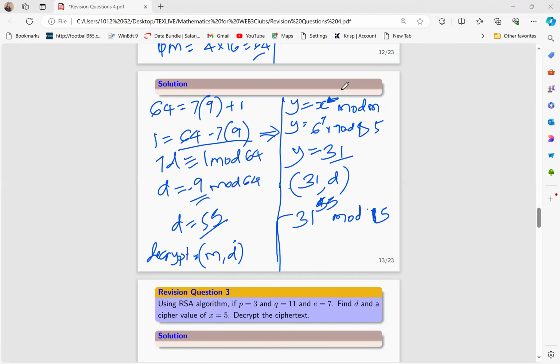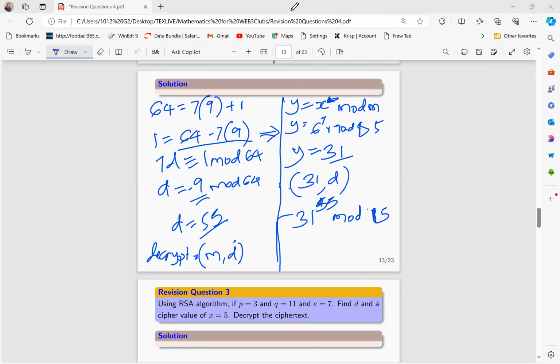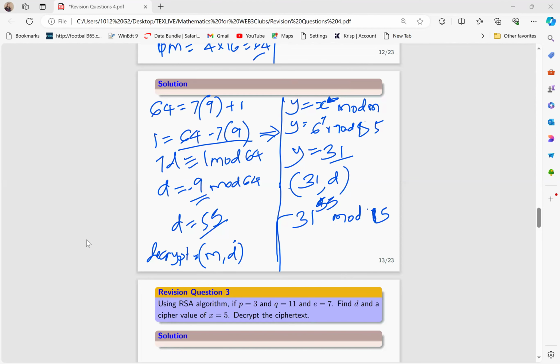Now, let me share the ciphertext. The ciphertext is 366.